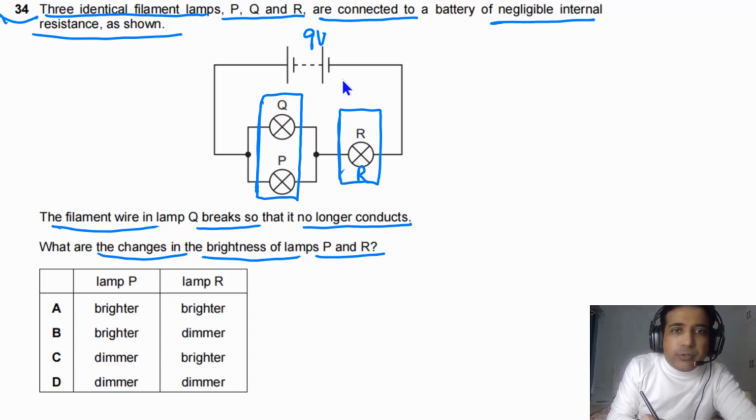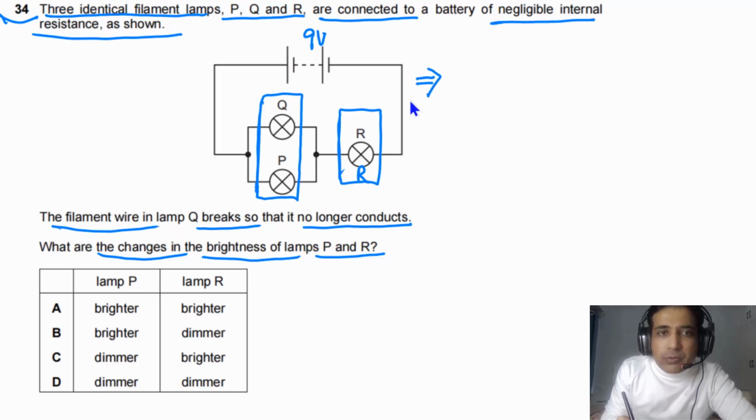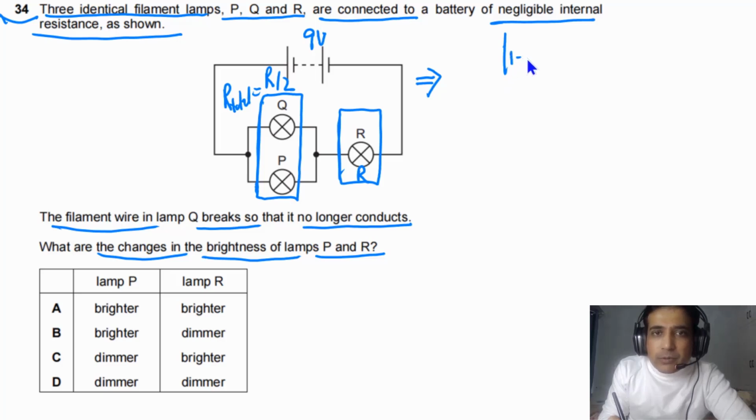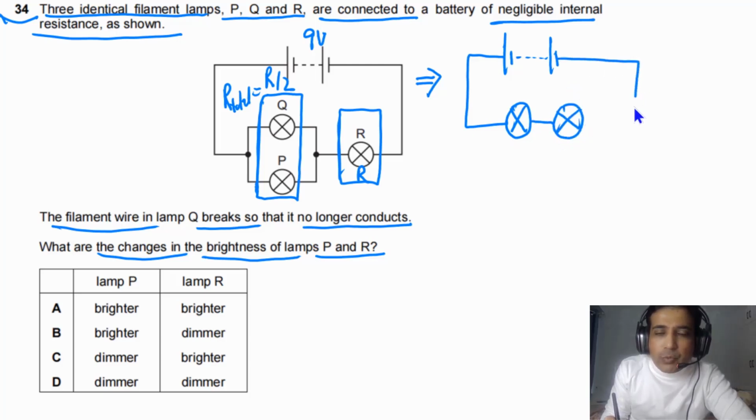So we can redraw this circuit to make this point clear to you. What is the total resistance of these two? The R total of this combination has to be equal to R by 2, because they have the same resistance and they're connected in parallel, so the resistance will be half. If we redraw this circuit, we have one lamp whose resistance is half, and another lamp. So we have two lamps, meaning two resistors, where the resistance of one is R by 2 and the resistance of the other is R.